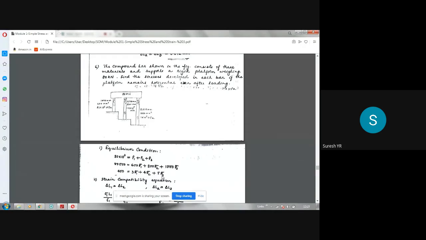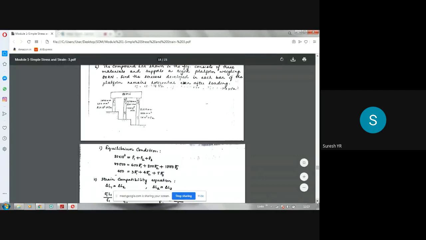This is what you get. So this is the equilibrium condition. Please note that there are three unknowns here. Because there are three bars, stresses in all the bars are unknowns. So sigma 1, sigma 2, sigma 3, we have to find out. So you need three equations now because there are three unknowns.